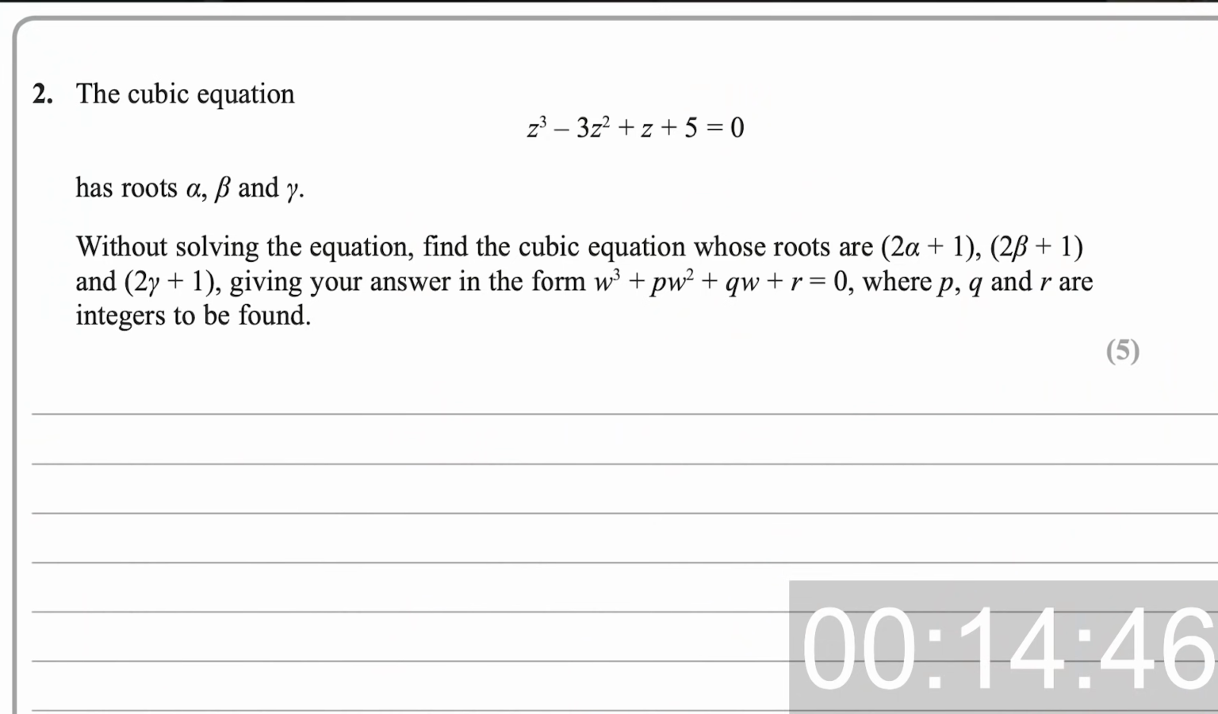Let's hope this one's a little bit easier, or at least that I know how to do it correctly. And by correctly I mean with the methods you're supposed to use doing a further maths A-level exam. Right, so we've got a cubic equation with some roots. Okay, so z cubed minus 3z squared plus z plus 5 is 0.